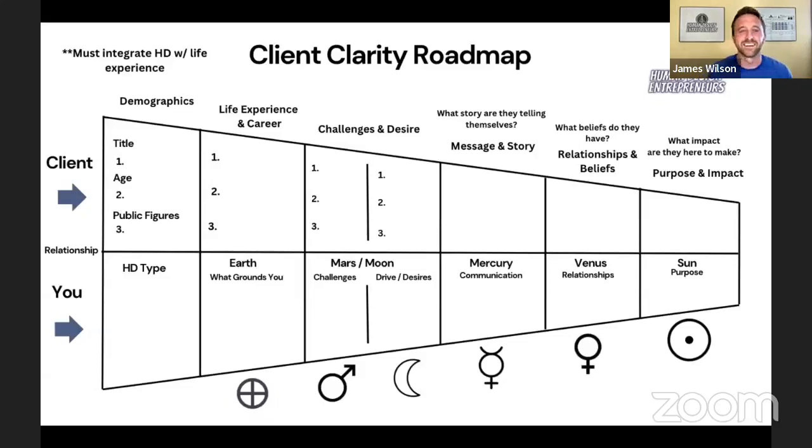Oh, well. Okay, then next, moving over to the next quadrant, their life experience and their career. What are some similar life experiences they've had? What type of jobs have they had previously? Are there any patterns to that? Okay, third quadrant over, their challenges and their desires.